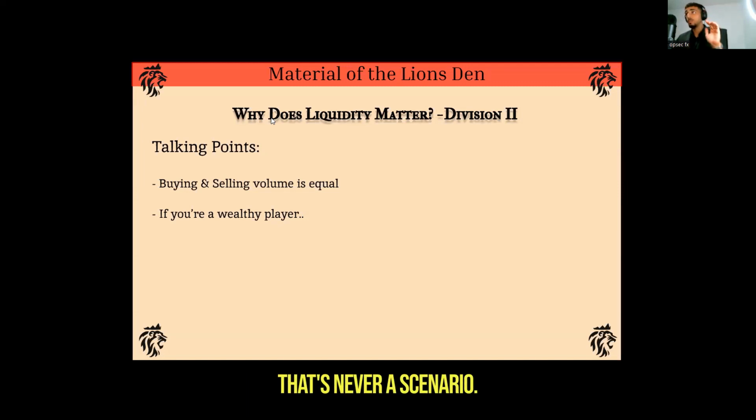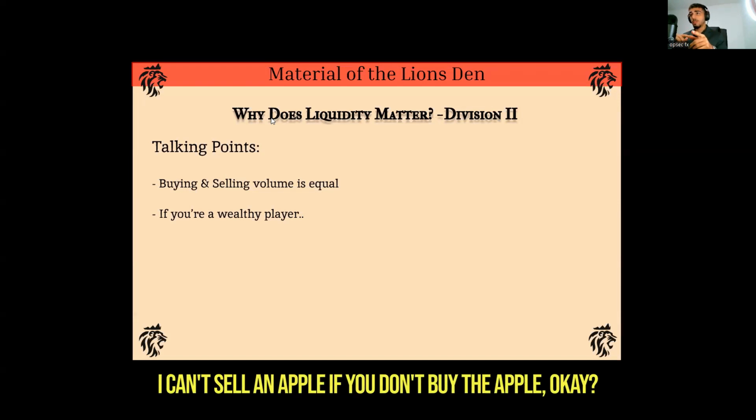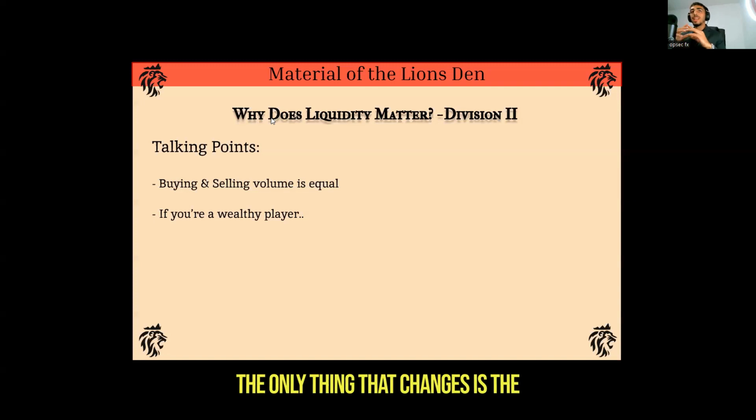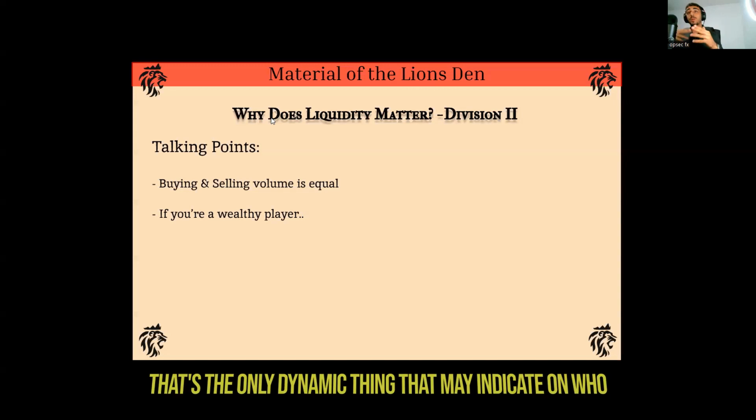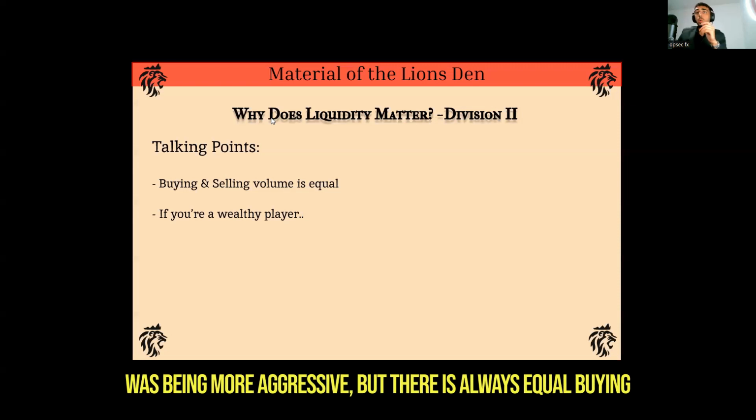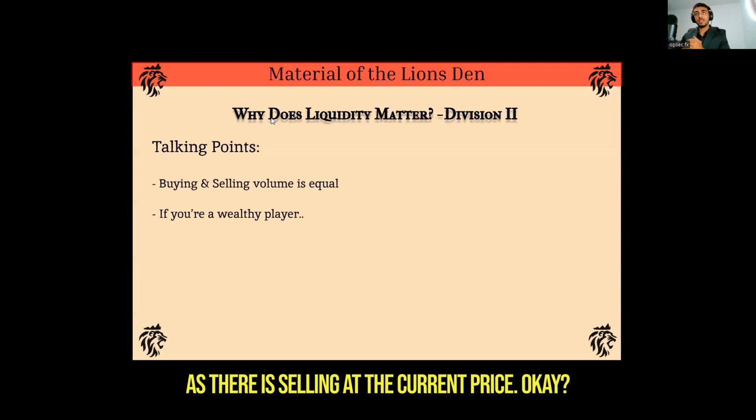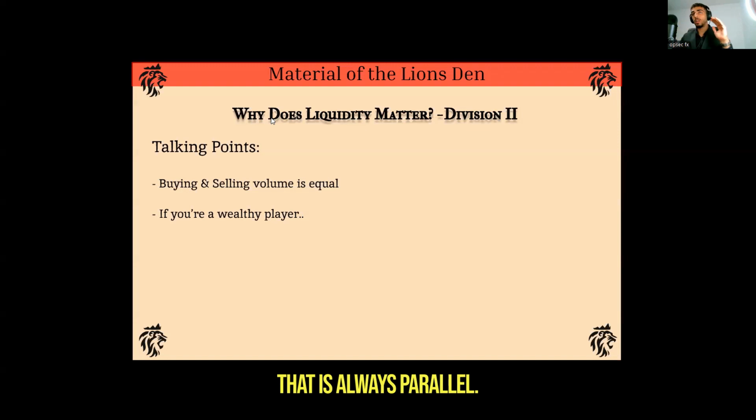That's never a scenario. It's impossible. It's like a law. If I sell you an apple, I sold one apple, you bought one apple. I can't sell an apple if you don't buy the apple. The only thing that changes is the price that it was sold for. That's the only dynamic thing that may indicate who was being more aggressive. But there is always equal buying as there is selling at the current price. That is always parallel. It's always exactly equal to the cent, because I can't sell you an apple if you're not going to buy it.